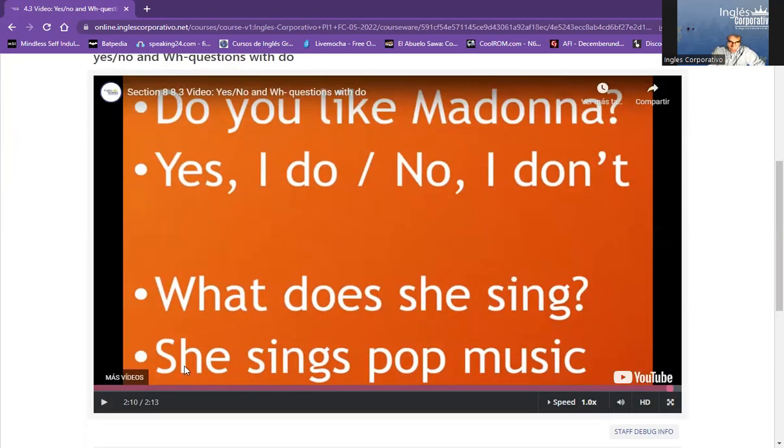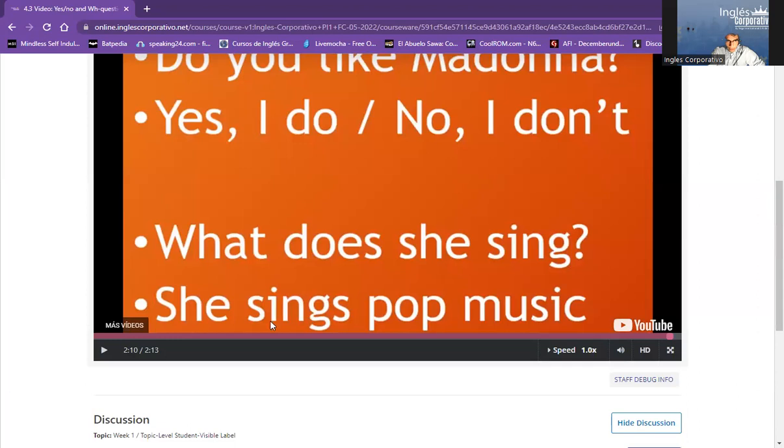Thank you. Right now, guys, we will make the test, but one more time. Remember, if you can see, this is simple present. She sings pop music. Because we are talking about a third person, we add an S at the end of the verb. But what happened when we make a question? Well, because we use an auxiliary, in this case does, it's not necessary to add the S because do or does is making that change.